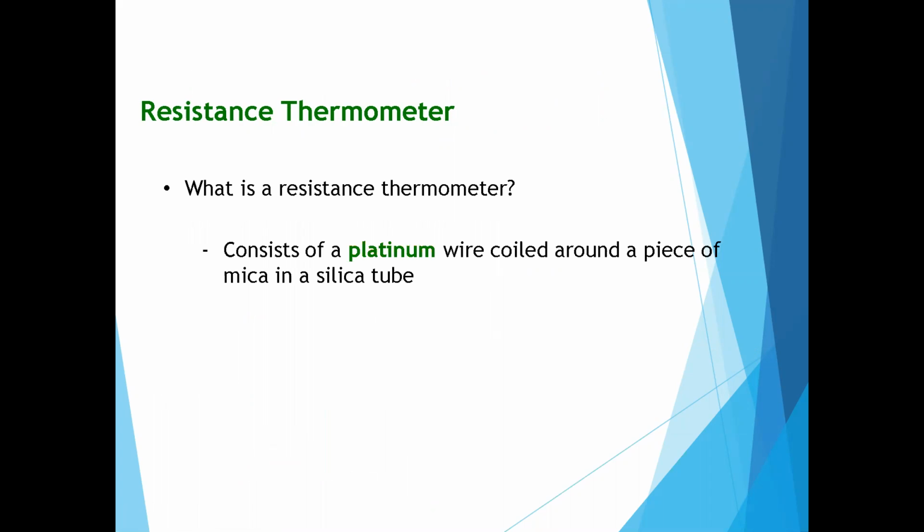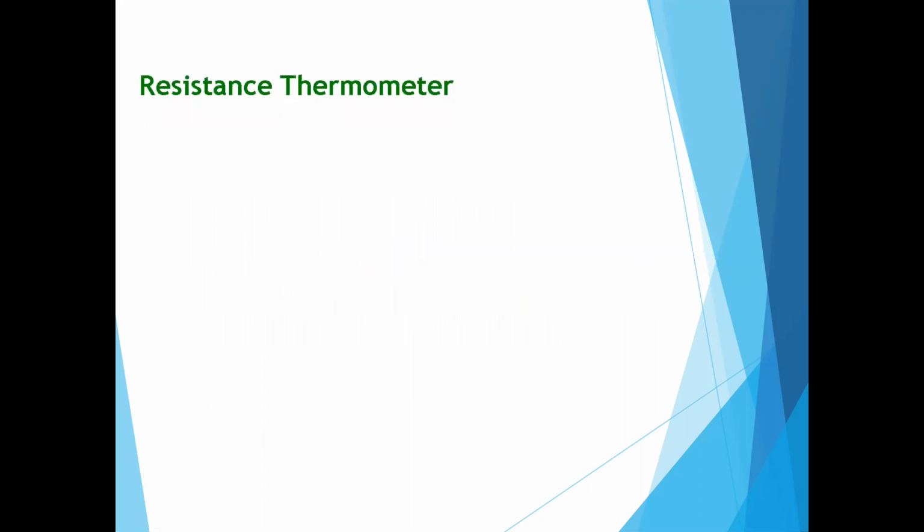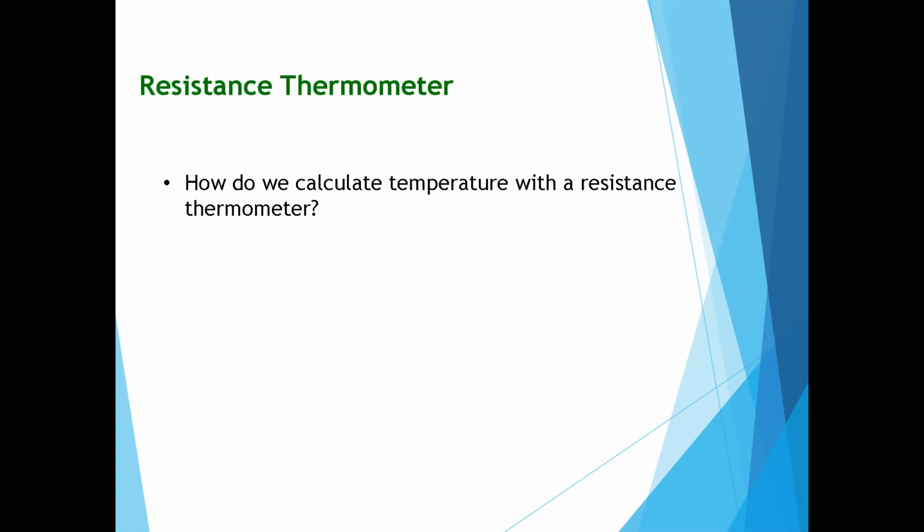So the resistance thermometer consists of a platinum wire, and that is coiled around a piece of mica in a silica tube. That's all you need to know about the construction of a resistance thermometer. It uses the thermometric property electrical resistance of any substance. Now the resistance of the wire is varying continuously with temperature over a range of values. We discussed that. And so how are we going to calculate temperature with a resistance thermometer?